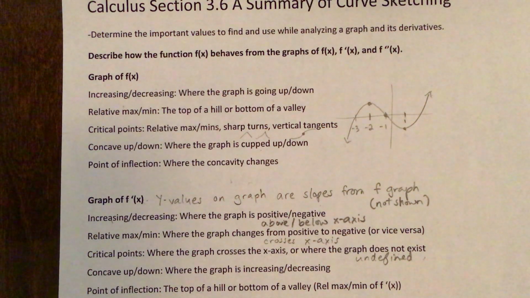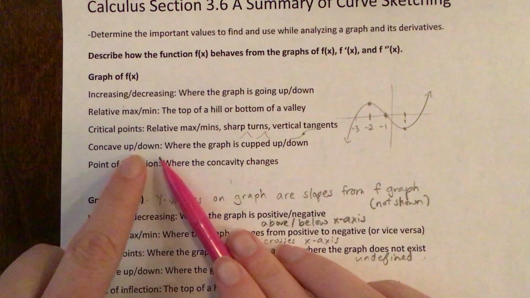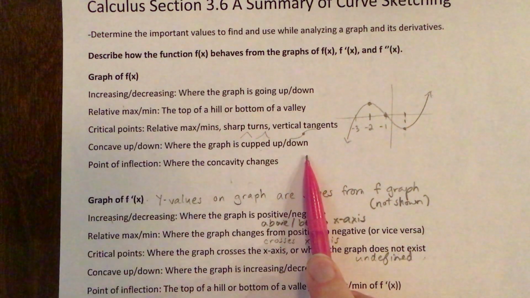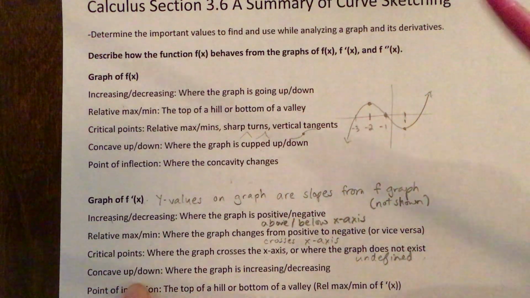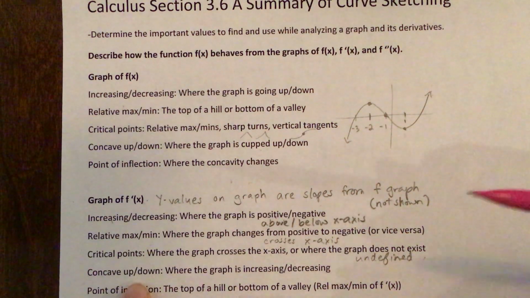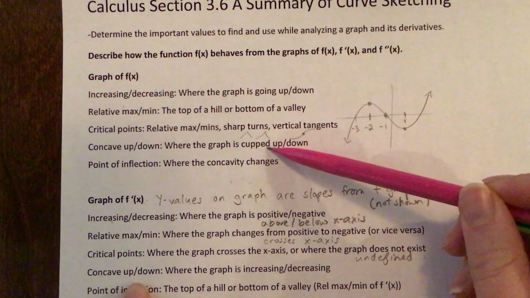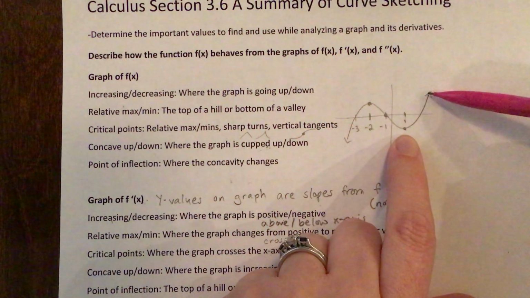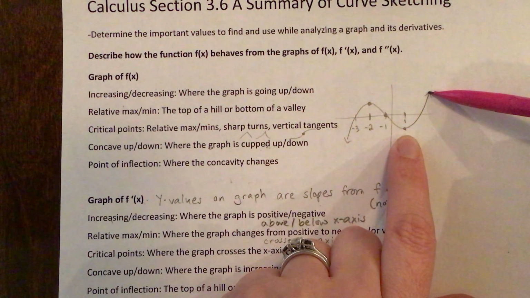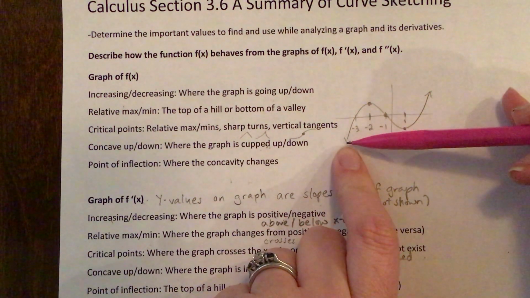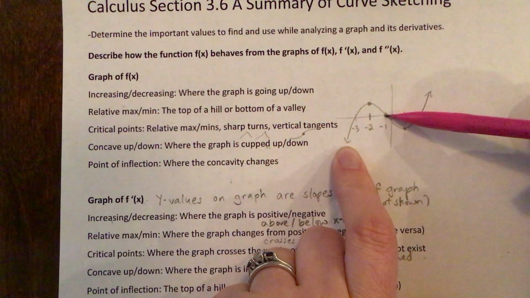Next thing is concave up and down. Okay, so where is our graph cupped up or cupped down? When we talked in a previous section about the second derivative and the second derivative test, we talked about how if the second derivative is positive, your graph is cupped up, so that's going to be like this, and that happens where f prime of x is increasing. F prime of x would be decreasing here.